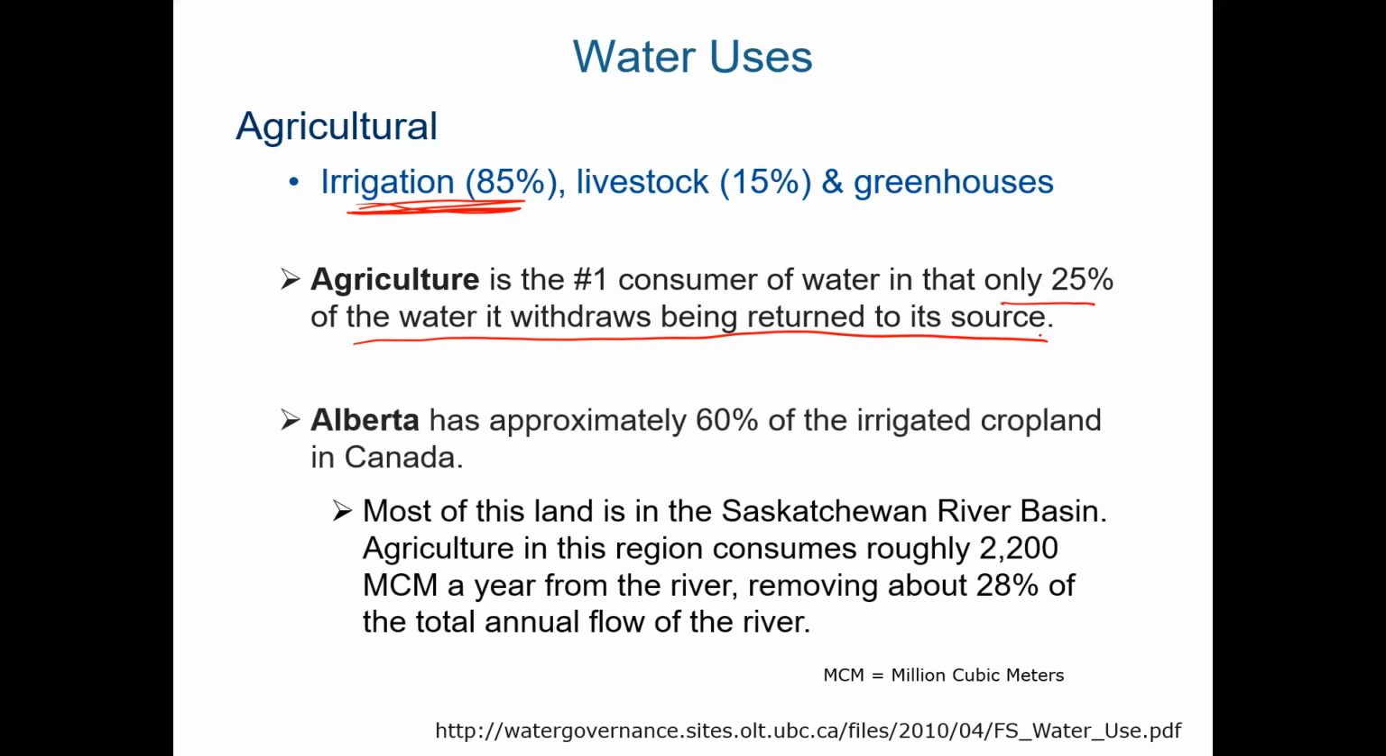I already told you this stat. Alberta has about 60% of the irrigated cropland in Canada. And much of this is the Saskatchewan River Basin. So if you take a look at where the Saskatchewan River is, it runs through and all around southern Alberta and through and into Saskatchewan. And we apparently remove a huge amount of that river, 28%. I've seen that number a couple of times. That's just massive. It's hard to believe we would ever remove that much from a river. And I'll compare that with the oil sands here in a few minutes.